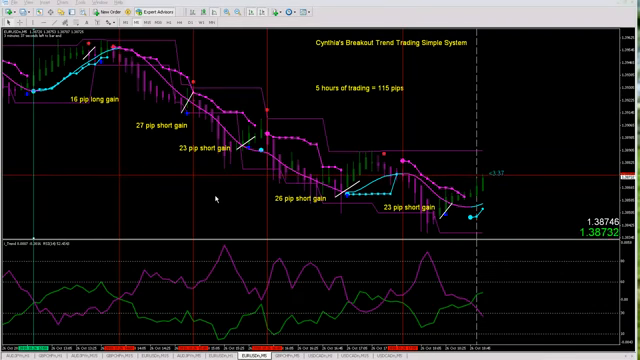I'd like to introduce you to my latest trading system. I call it the Breakout Trend Trading Simple System, and it's based on trading with color and volatility, and we've reduced the indicators down to basic indicators that show you with color what the trend is. It's very obvious when you can see the shorts and your entries, exits, your long trades, your entries, your exits, and we trade according to color only and volatility.